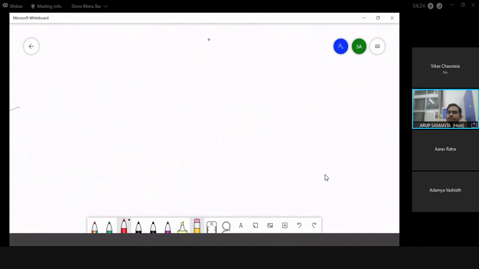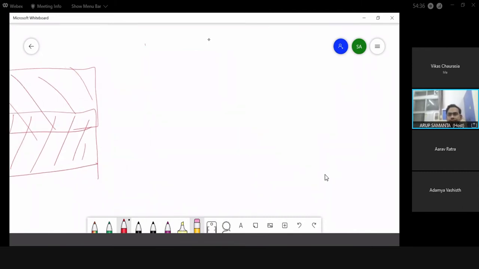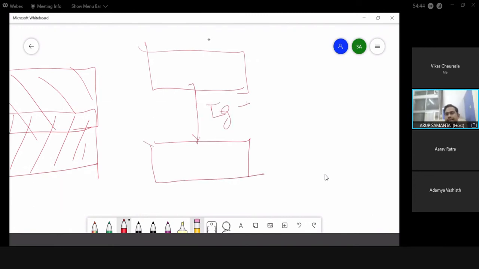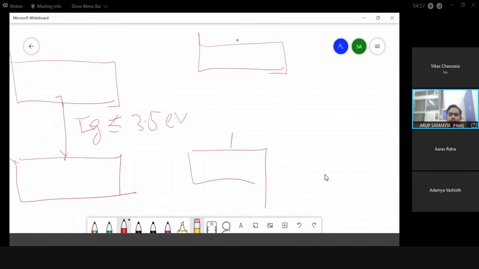Now you can find different types of material. In some materials, you can find that these two bands, the valence band and conduction band, overlap. In some materials, these two have a finite gap, where Eg is less than, of the order of, 3.5 eV. Another type of material has a gap higher than this value, greater than 3.5 eV.